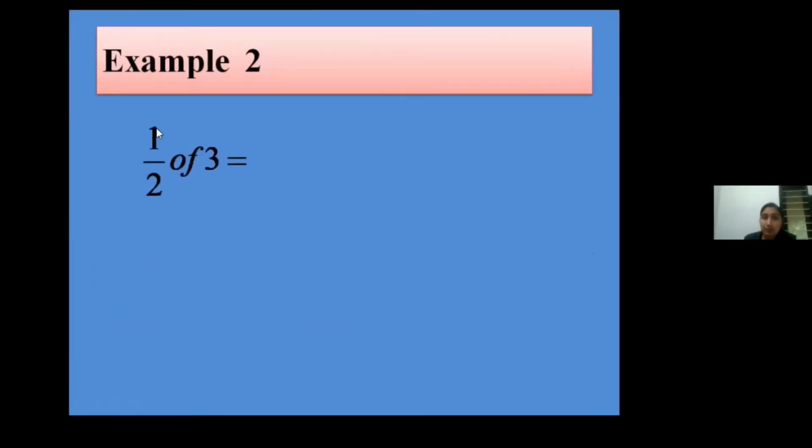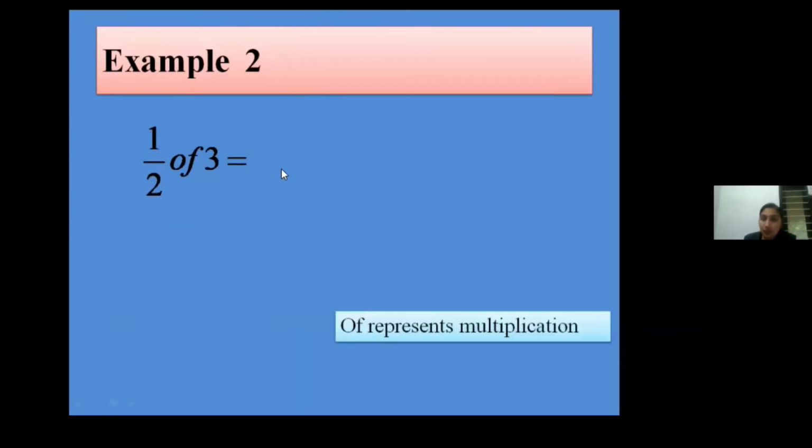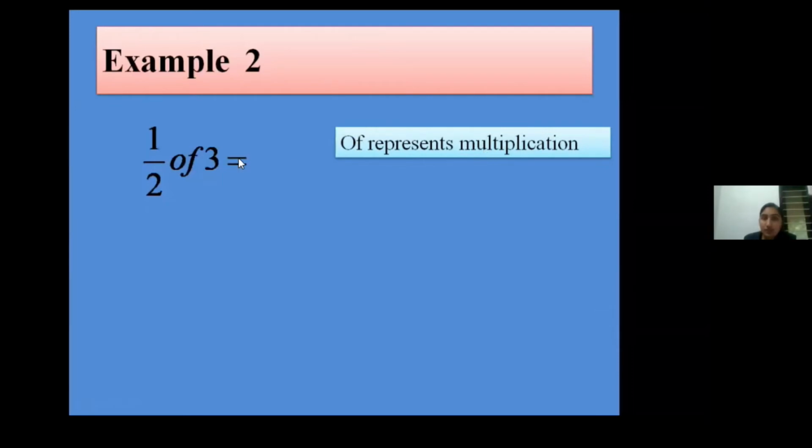Next example, 1 by 2 of 3. Here the question is of the type 1 by 2 of 3. The word "of" represents multiplication. So you can rewrite this as 1 by 2 into 3. Here a fraction is multiplied with a whole number. So you have to multiply the whole number with the numerator of the given fraction. Here the given fraction is 1 by 2. The numerator is 1 and the denominator is 2. So we multiply the numerator with the whole number, that is 1 into 3 by 2. 1 into 3 is 3. The answer is 3 by 2.